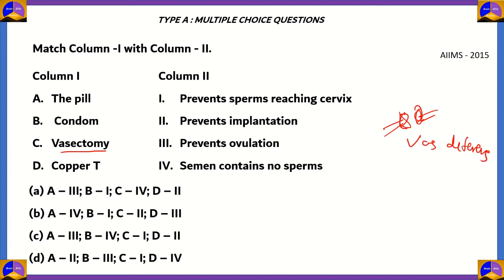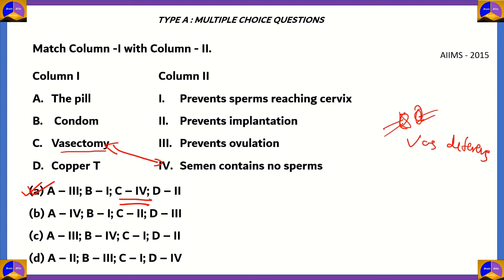So that means it does not allow sperms to be released. And so therefore, since the glands come after the vas deferens, the semen that gets released contains no sperms. So C4 is a correct match. And if C4 is a correct match, and if you look at our following options, you can see that option A is the only option which says that C of column 1 matches with 4 of column 2. So option A is the correct option.